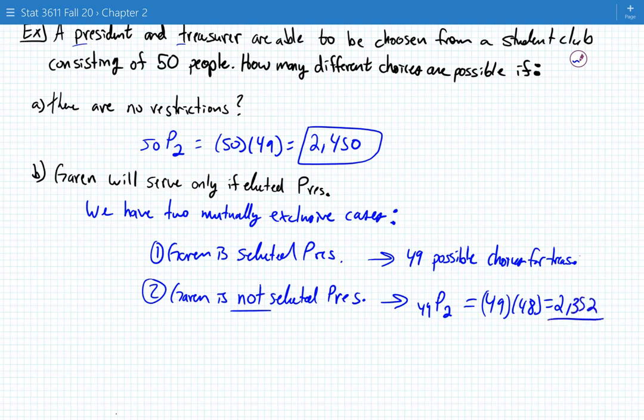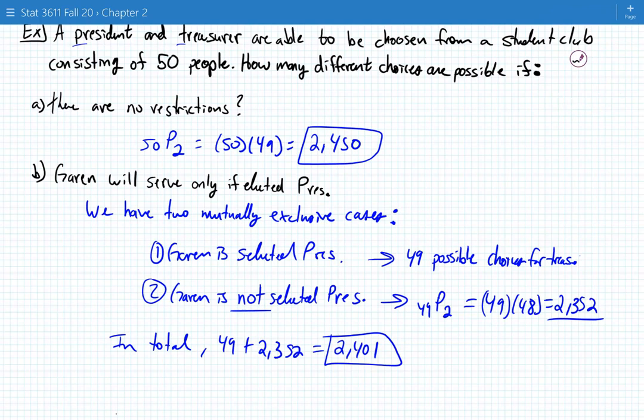Because these are mutually exclusive cases, we can just add up the sample points and not worry about double counting. Because again, they're all disjoint, so we're not double counting anything. And so we can say in total here, there's 49 plus 2,352 scenarios. 2,401.